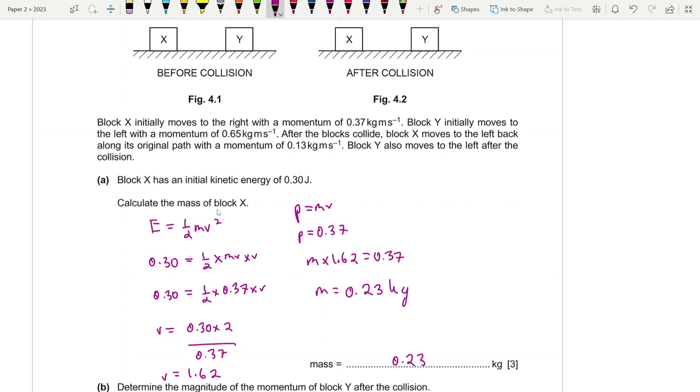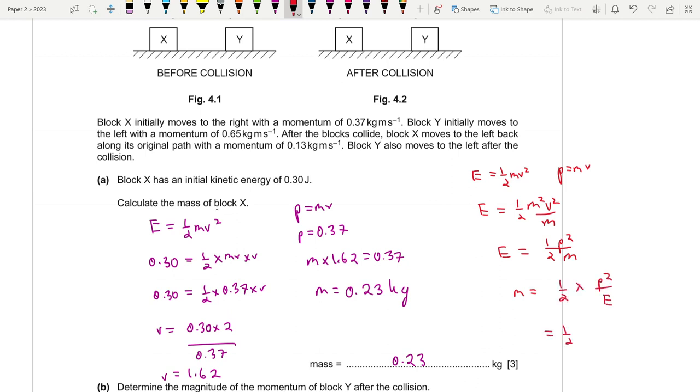That's one way. What is the other way? You know that kinetic energy can be written like this: E is equal to half mv square and P is equal to mv, right? So E is equal to half m square v square by m. I multiplied m on both sides, so it's half P square by m. Now you can find out mass directly. So mass is equal to half times P square by E, which is half times 0.37 square by energy 0.30. That gives you a value of 0.23 directly.